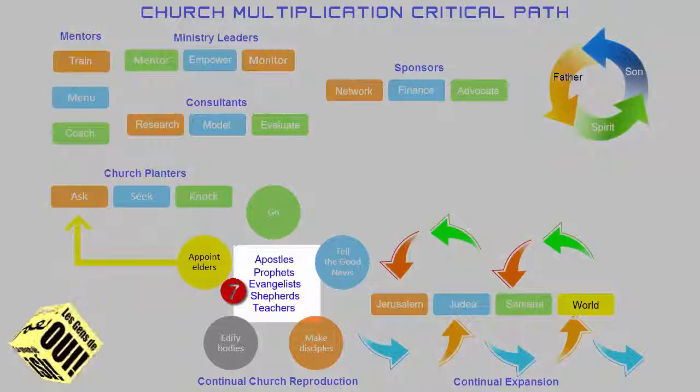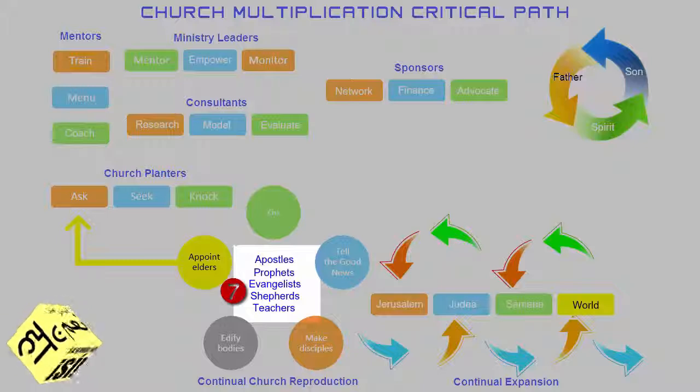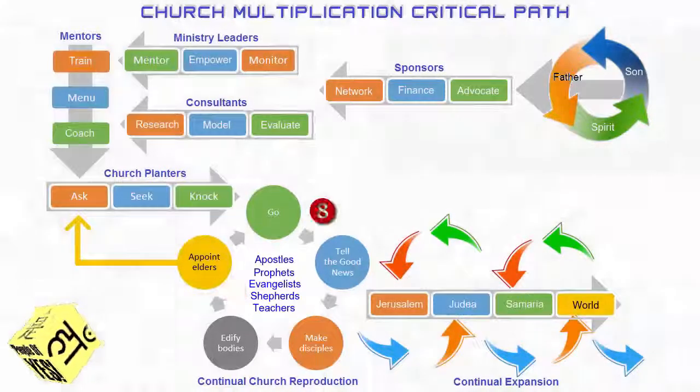Part 7. The 5 gifted workers. God supplies to every church 5 kinds of gifted volunteers who help the church to grow and to reproduce. Apostles are those who want to start new churches. Prophets are those who love to encourage others. Evangelists keep telling the good news to unbelievers. Shepherds lead others by their example. Teachers are those who help others obey Jesus' commandments.